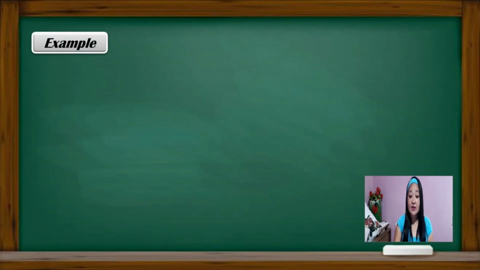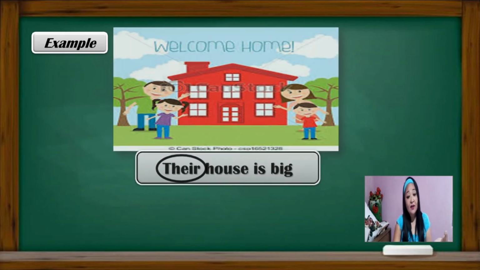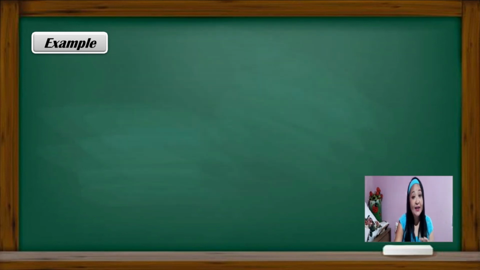Well, first is, their house is very big. Their house is very big. Now in this sentence, the word their is an adjective. It is a possessive adjective. Here we are talking about whose house is it? It is their house. So their is an adjective that is used in this sentence, and it is a possessive adjective.